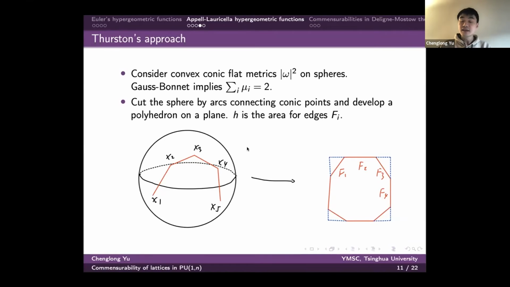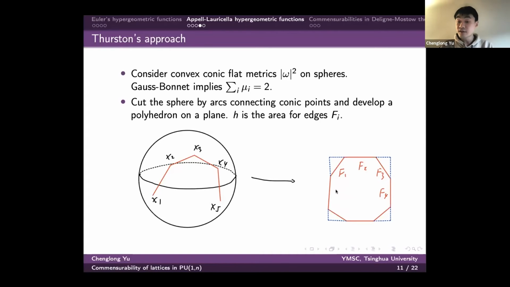So why does it have signature (1, 2) in this case? You can complete this octagon to a square or a rectangle by adding these 4 triangles. So the area of the octagon will be the area of the rectangle minus the triangles.